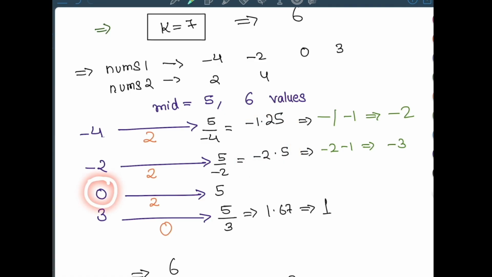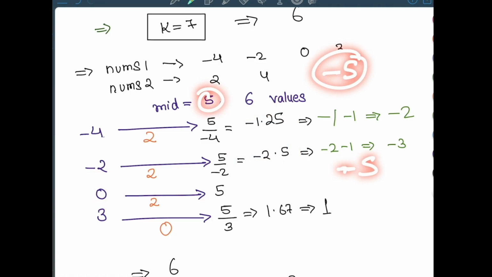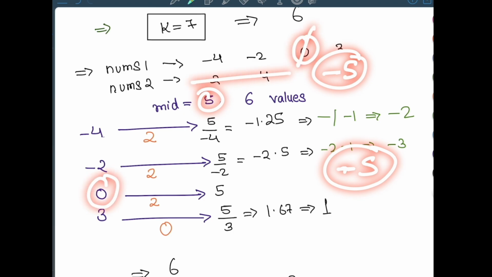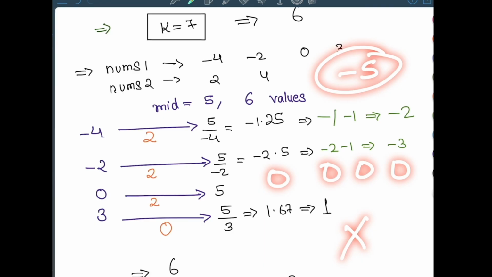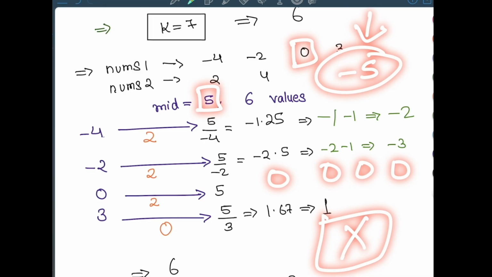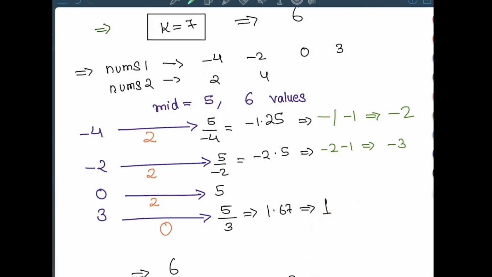Now, when the number is 0 and you are searching for, let us say, minus 5 instead of 5. When the number is 0, if you multiply 0 with any number, all the products are going to be 0, right? So when all the products are 0 and you are searching for minus 5, you have no products which are less than or equal to minus 5. So when it is 0 and the product you are searching for is negative, you have 0 values which are less than or equal to your product.